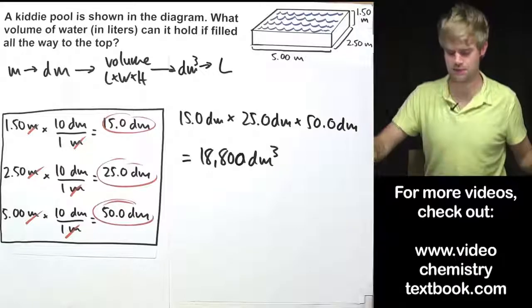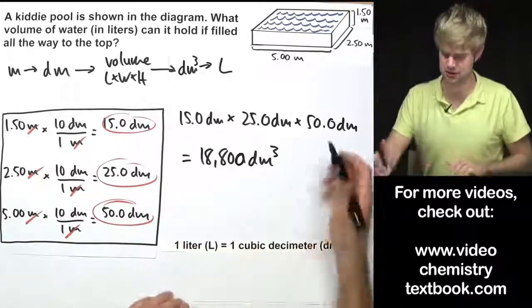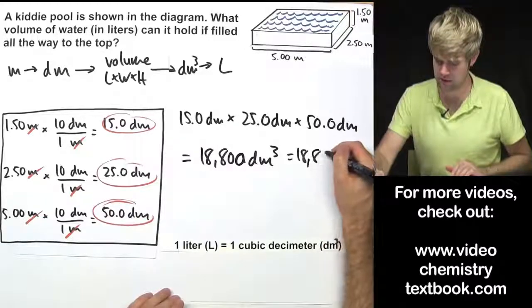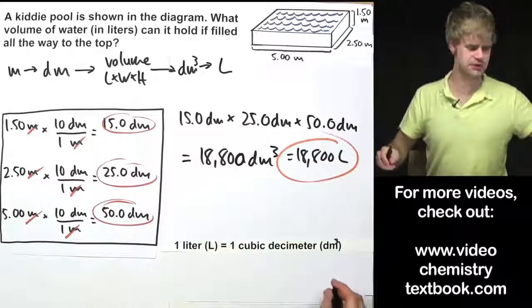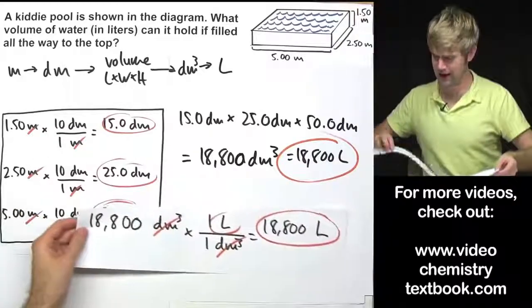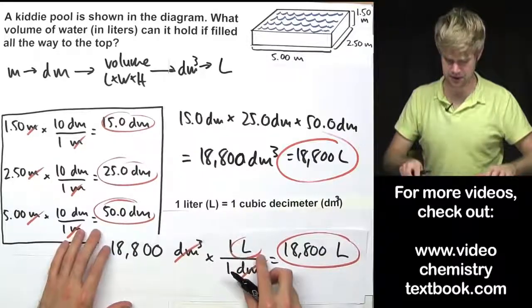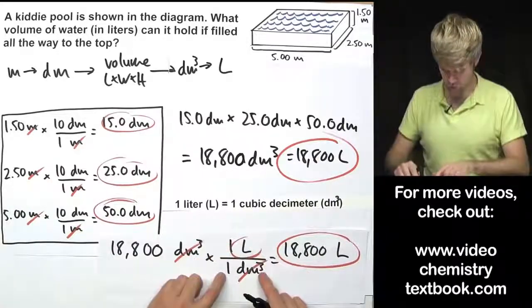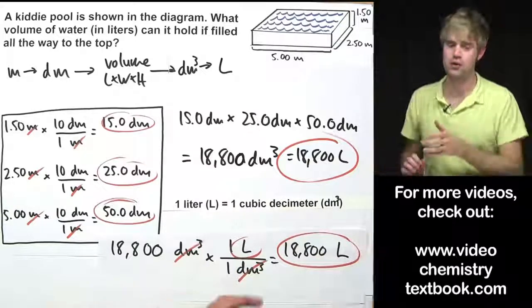And as we said, 1 liter is the same as 1 cubic decimeter, so I can just write this in liters. Or if you want to be really fancy, you can write the whole conversion factor based on this statement here: 1 liter over 1 cubic decimeter, cancel out the cubic decimeters, and you're left with liters.